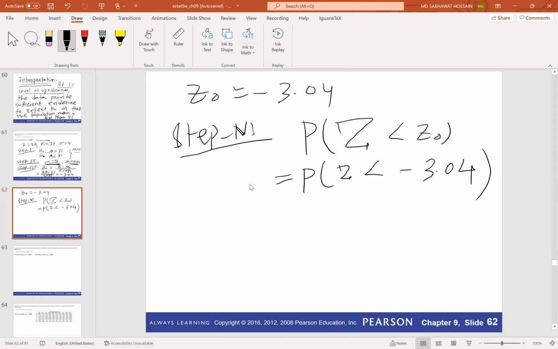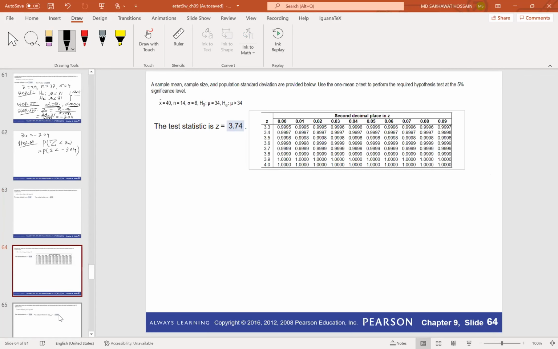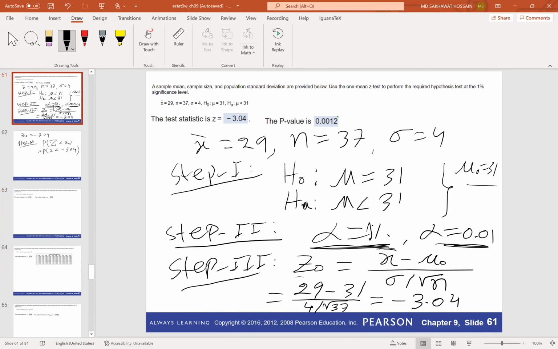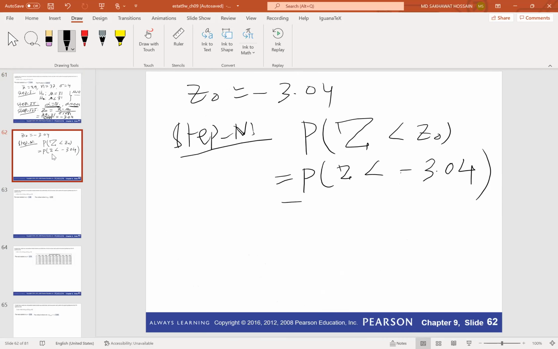Okay, so in the z table, you need to look at negative 3.04. If you look at negative 3.04, then you will get the p-value or probability. So the p-value is 0.0012. If you look at the z table, you will get 0.0012. So this is the p-value. Yeah, this is a very small p-value, right? 0.0012.